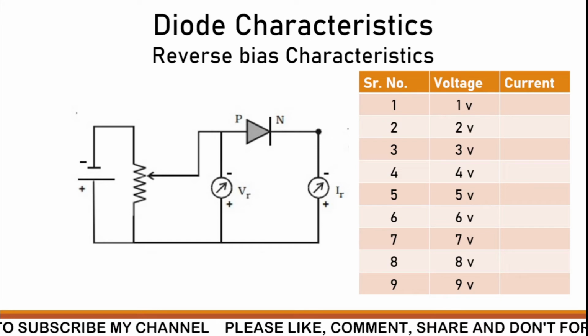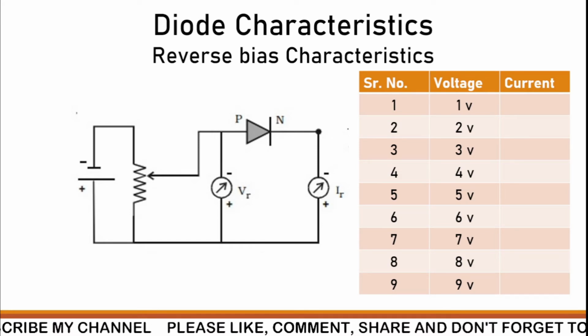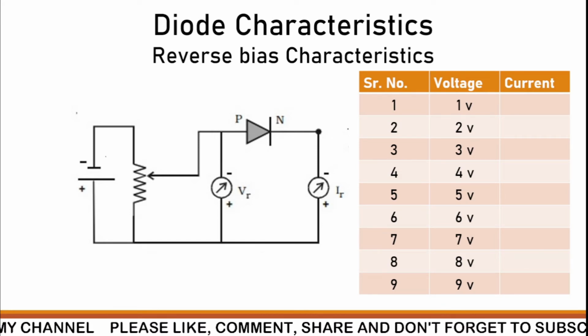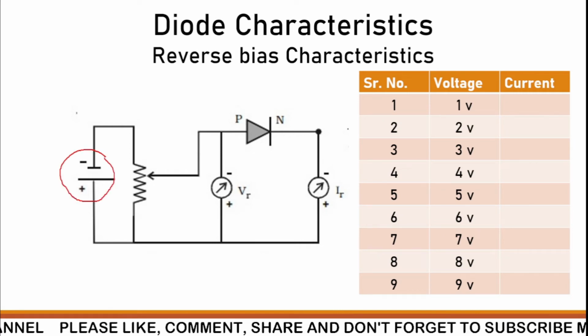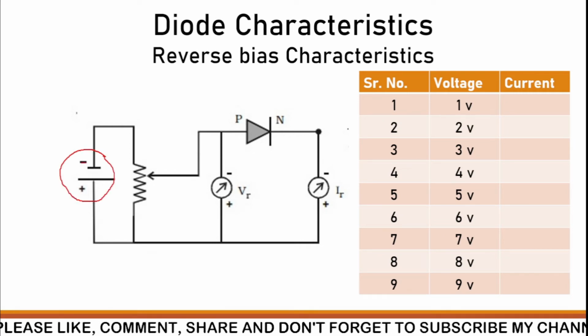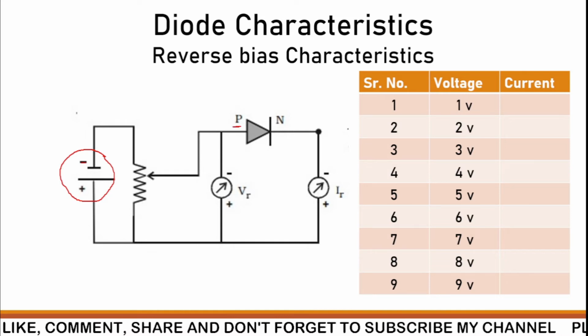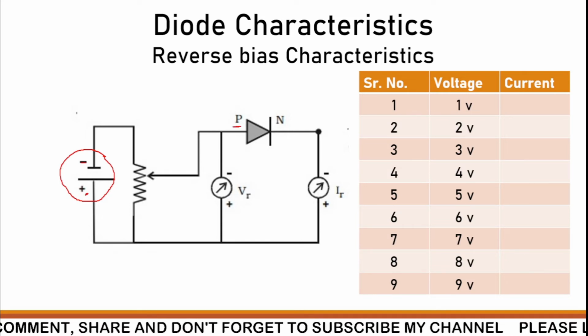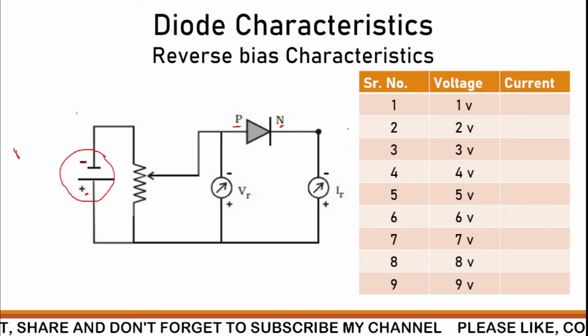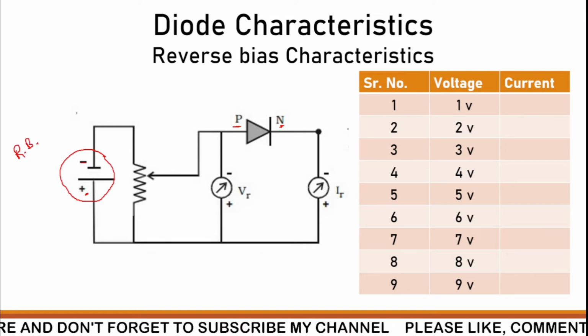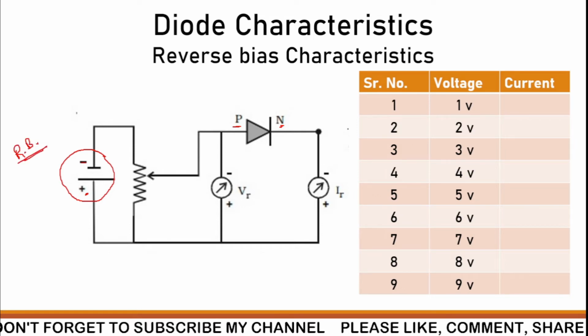Part B of this experiment is the reverse bias characteristics, where we are going to change the polarity of our VDC, or we can say the power supply. So the negative terminal is connected to the P type of semiconductor and the positive is connected to the N type. So we are saying that our diode is reverse biased, and we have to see the characteristic of the reverse bias.